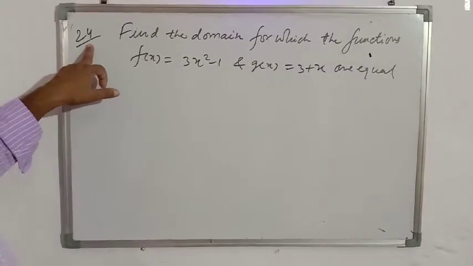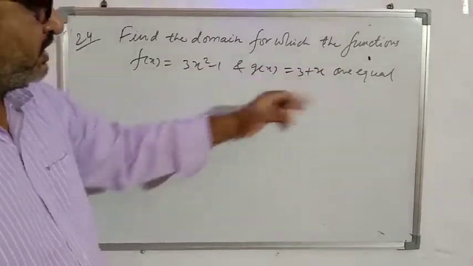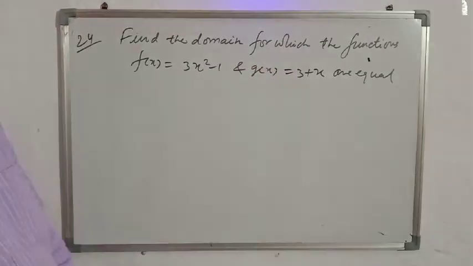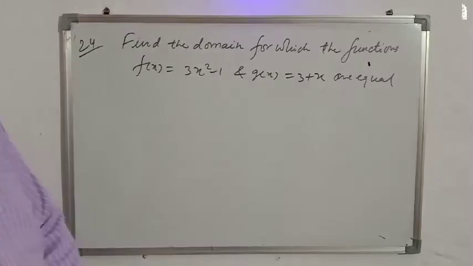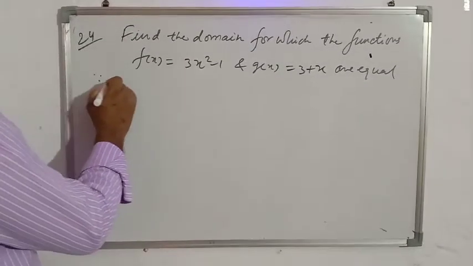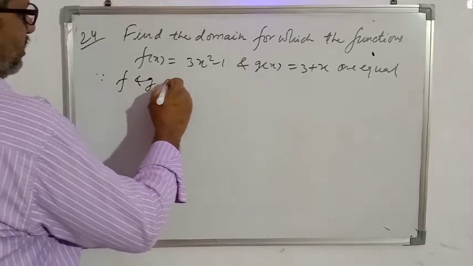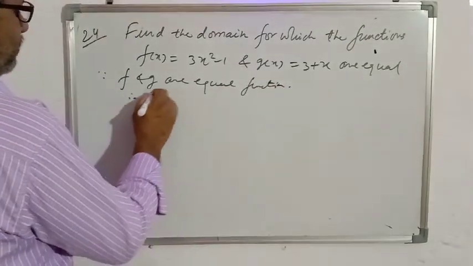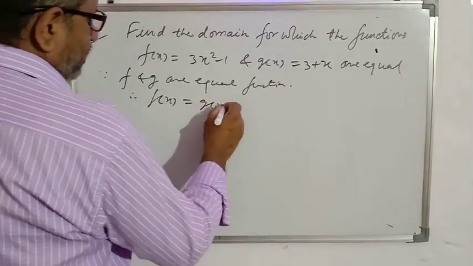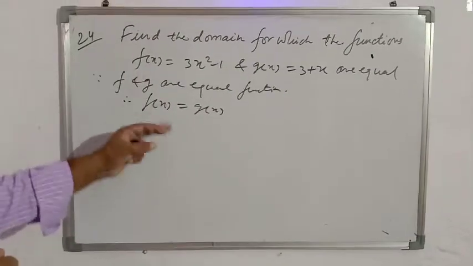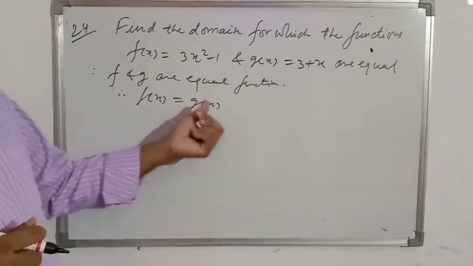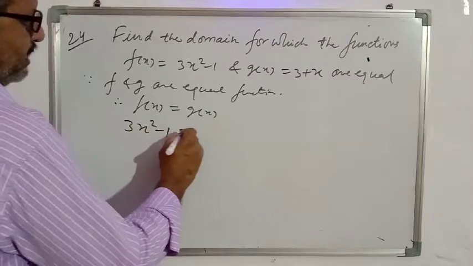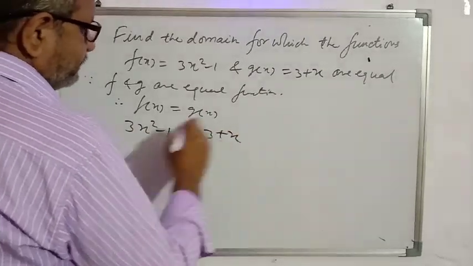See question number 24. Find the domain for which the functions f(x) and g(x) are equal. Domain means values of x. There are two functions f and g, both are equal. Since f and g are equal functions, therefore f(x) and g(x) both will be equal. Two functions are said to be equal if their domains are equal and their ranges are equal. So f(x) is equal to g(x). f(x) is 3x square minus 1, g(x) is 3 plus x.